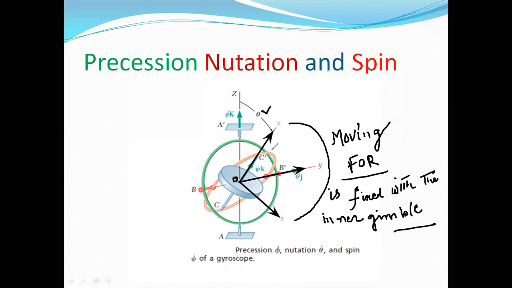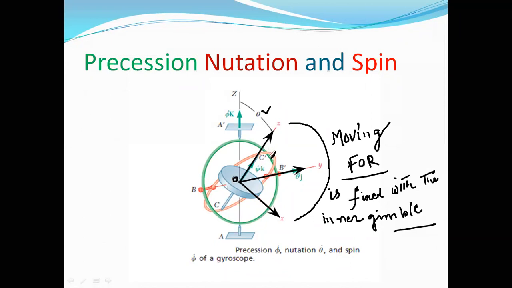This inner gimbal rotates with the rotation of the outer gimbal. If you give motion to the outer gimbal, that is, as the outer gimbal starts precessing about the z-axis, the inner gimbal will also move. But there is one motion that the inner gimbal does not possess. Be careful about it. The inner gimbal is free to rotate about the y-axis, that is, it's free to rotate by describing this angle theta.